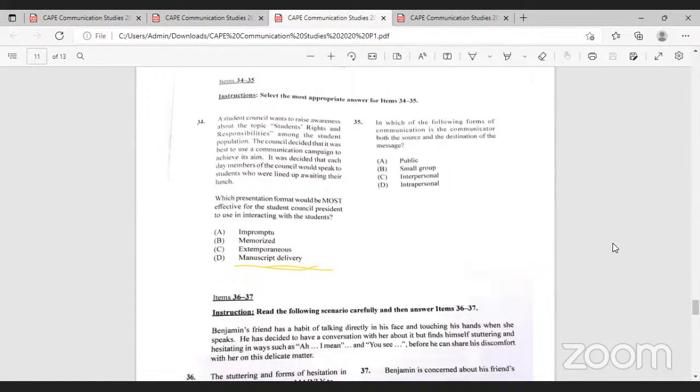34, a student council wants to raise awareness about the topic students' rights and responsibilities among the student population. The council decided that it was best to use a communication campaign to achieve its aim. It was decided that each day members of the council would speak to students who were lined up awaiting their lunch. Presentation format will be most effective for the student council president to use in interacting with the students.